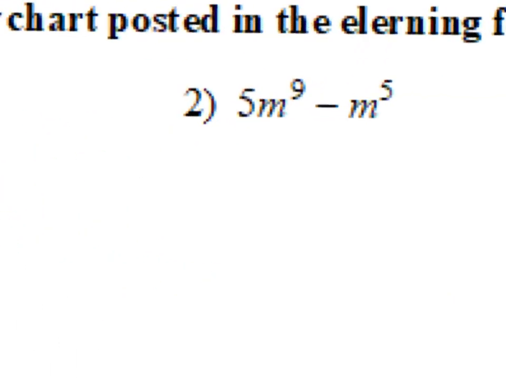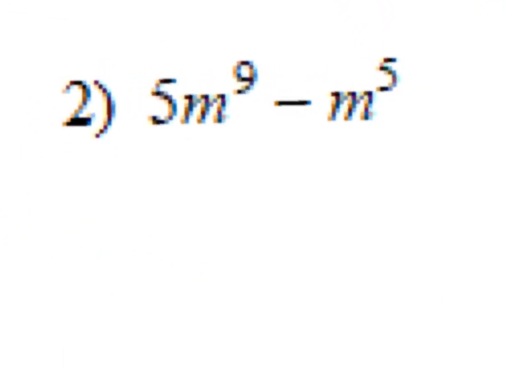Okay, number 2, pull out a GCF here. Your GCF in this case will be m to the 5th. Again, always just pull out your smallest variable. So I have 5m to the 4th. So there were 9, I pulled 5 out, that's 4 left over. Minus.